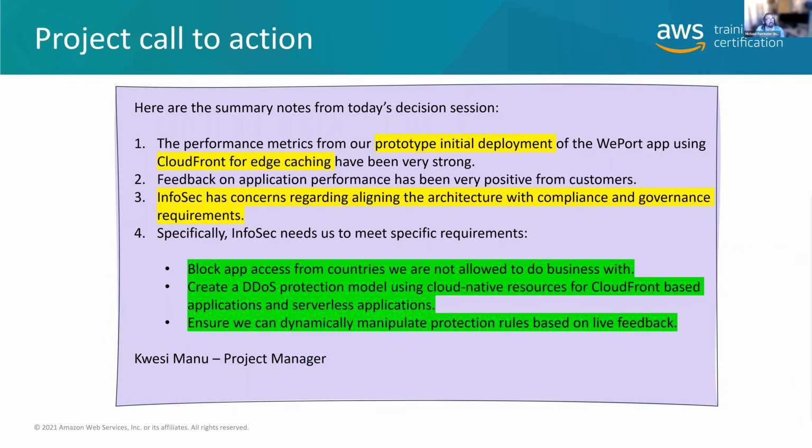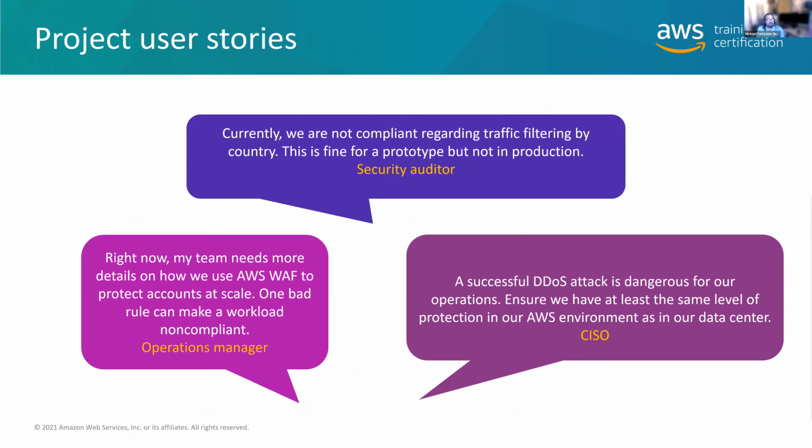All right, so today's session basically says, hey, InfoSec has some concerns about how we're running our architecture. We want to be able to block access from countries that we're not allowed to do business with. We need to mitigate distributed denial of service attacks. How do we do that? And then how do we dynamically respond to known bad actors who come knocking on our door, right? So there are some user stories, mainly from a security auditor, the CISO, and the operations manager, which basically say, how do we lock everything down? How do we make everything more secure?